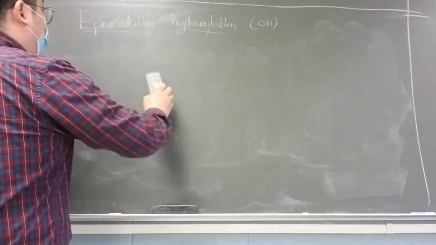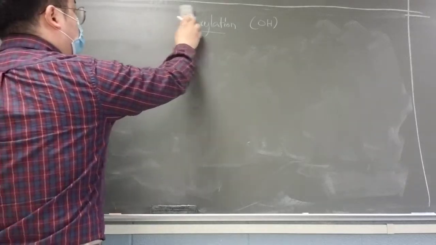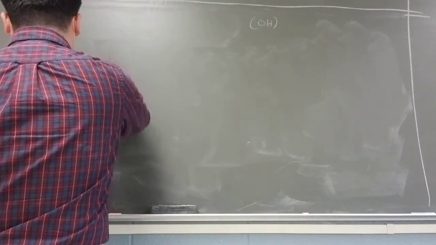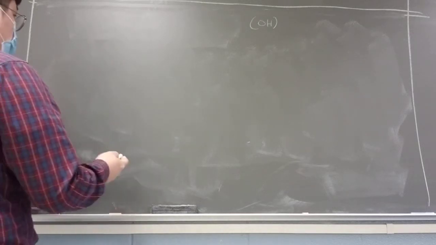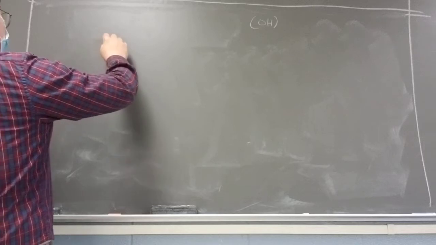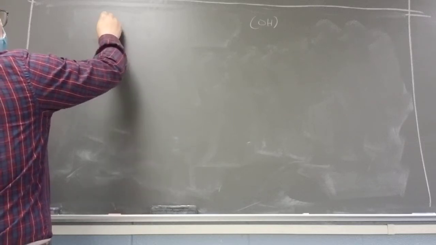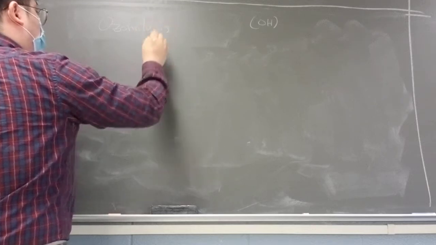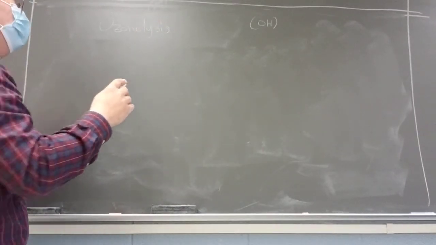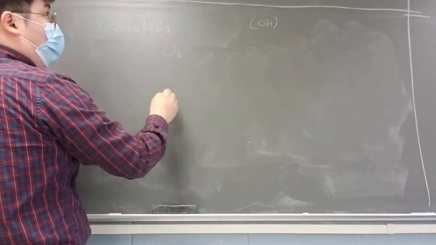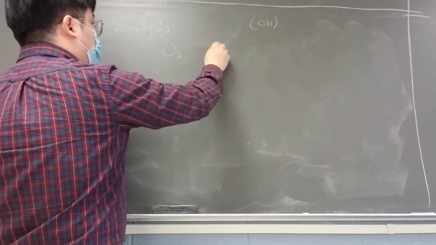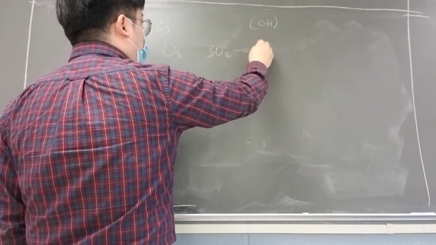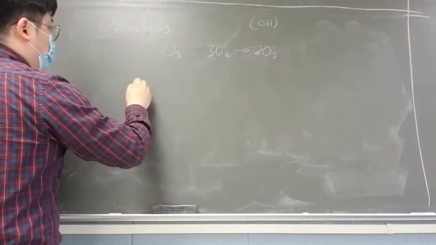So the next one is we're going to break some carbon-carbon double bonds. This is what we call ozonolysis. We're going to break the carbon-carbon double bond with ozone, O3. So you can make those two. This electrical discharge, and this is what it looks like.